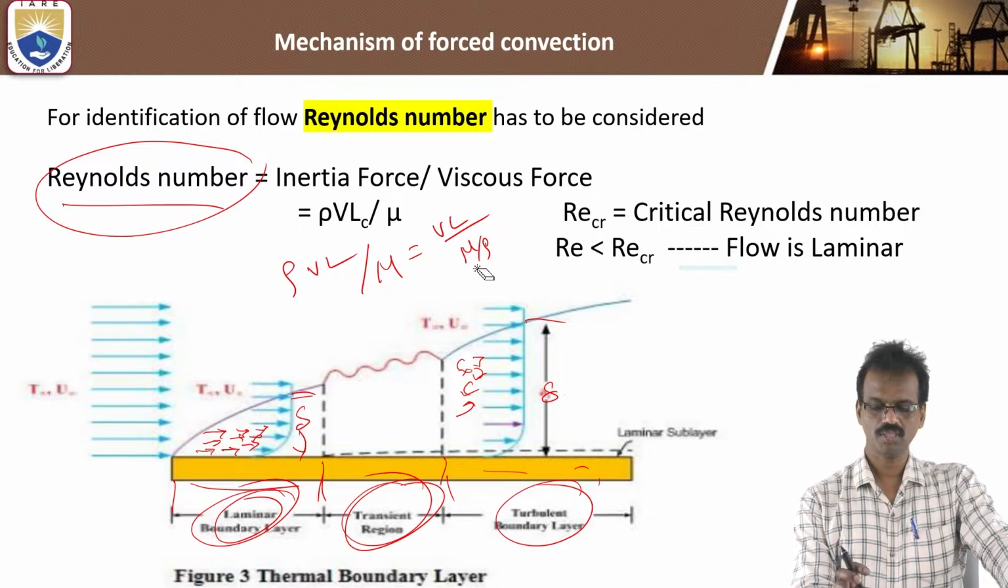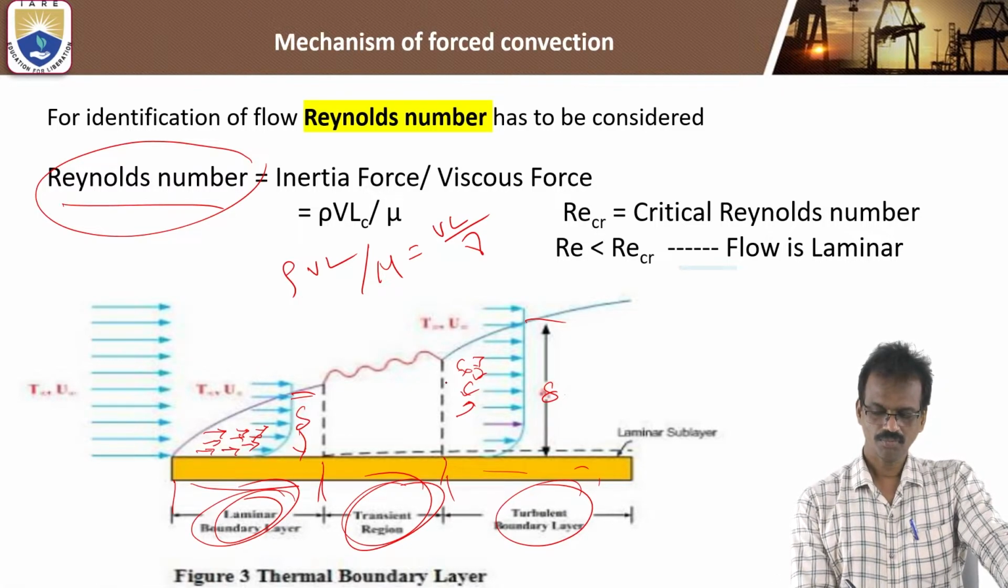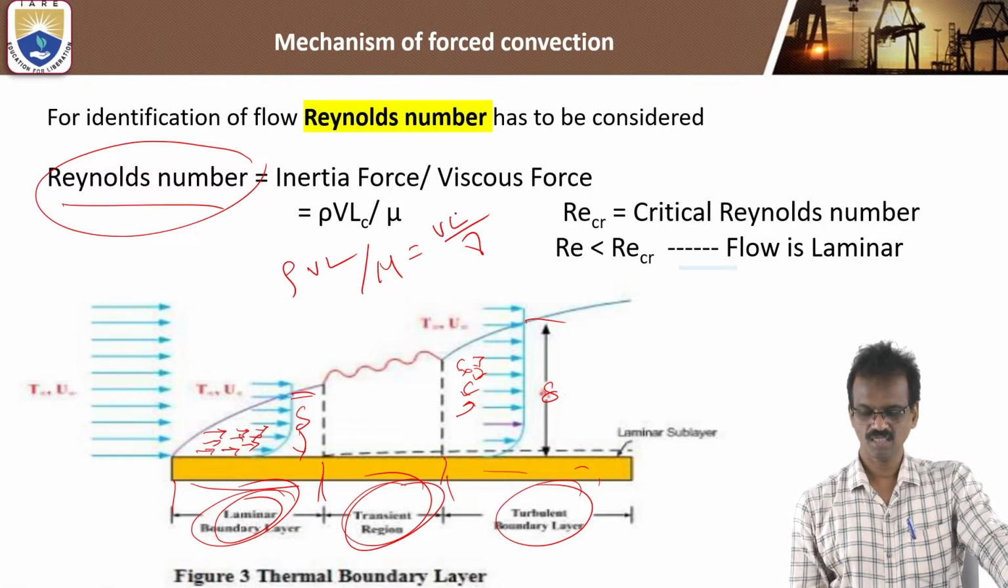Mu by rho is nothing but mu, so that is the kinematic viscosity. In case of a solid surface, you will take the length. In case of circular pipes, you can take the diameter: rho u D by mu. This is the Reynolds number formula.